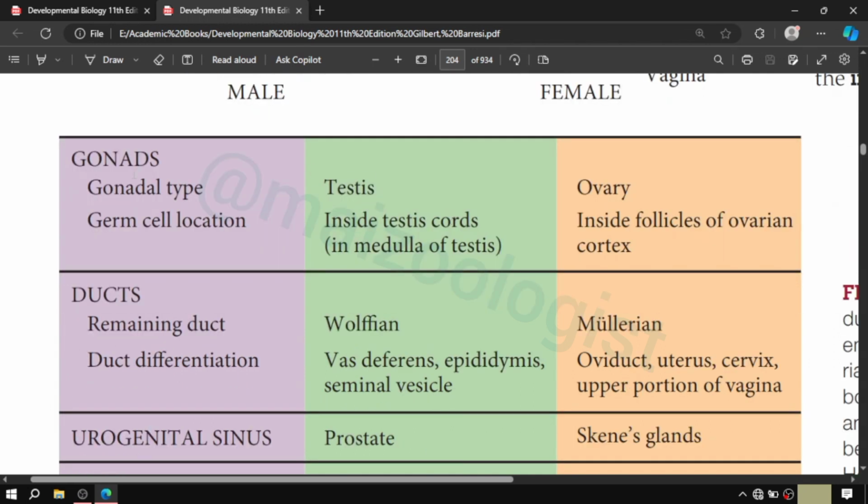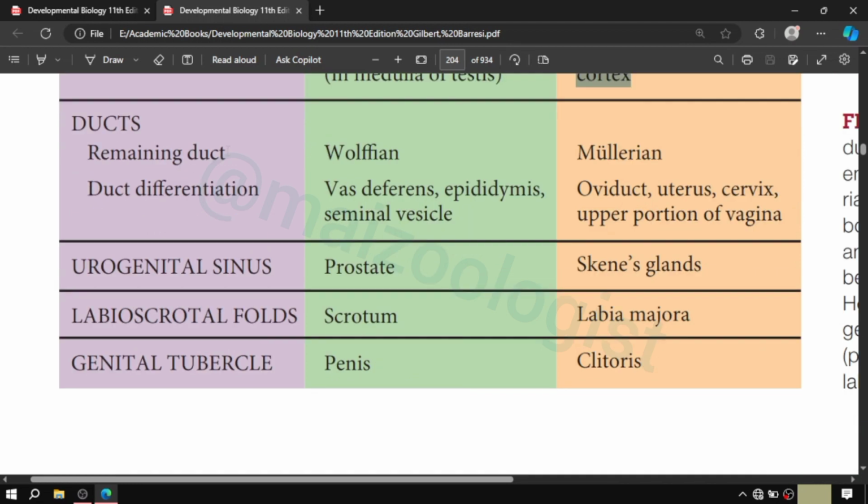So in testes, the germ cell location is inside the testis cord, in the medulla of the testes, and in ovaries, the germ cell location is inside the follicles of the ovarian cortex. In testes, or in males, the Wolffian duct remains, and in females, the Mullerian duct remains. The other duct in males, the Mullerian duct, is going to get degenerated, and in females, the Wolffian duct is going to get degenerated.